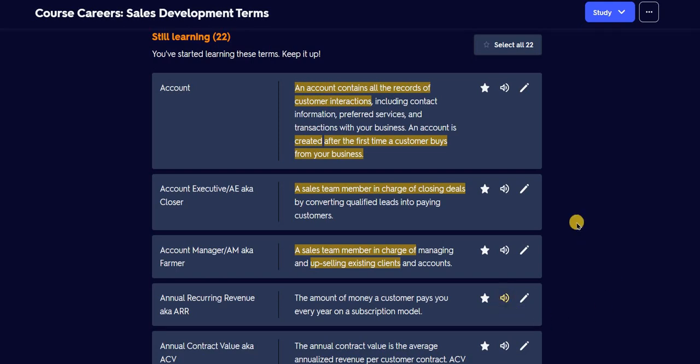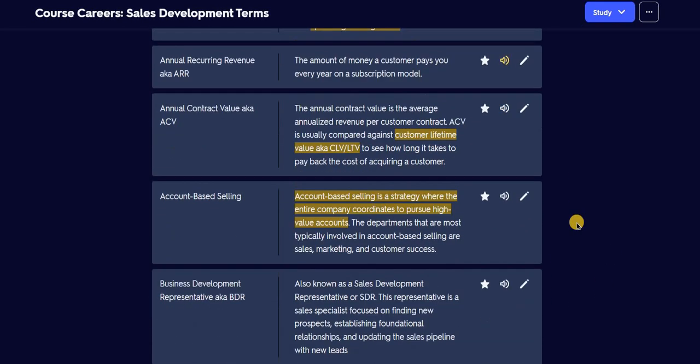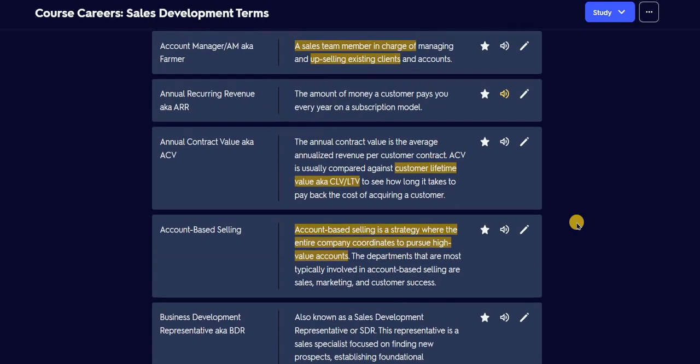Annual Recurring Revenue, also known as ARR. The amount of money a customer pays you every year on a subscription model. Annual Contract Value, also known as ACV. The annual contract value is the average annualized revenue per customer contract. ACV is usually compared against customer lifetime value, also known as CLV/LTV, to see how long it takes to pay back the cost of acquiring a customer.